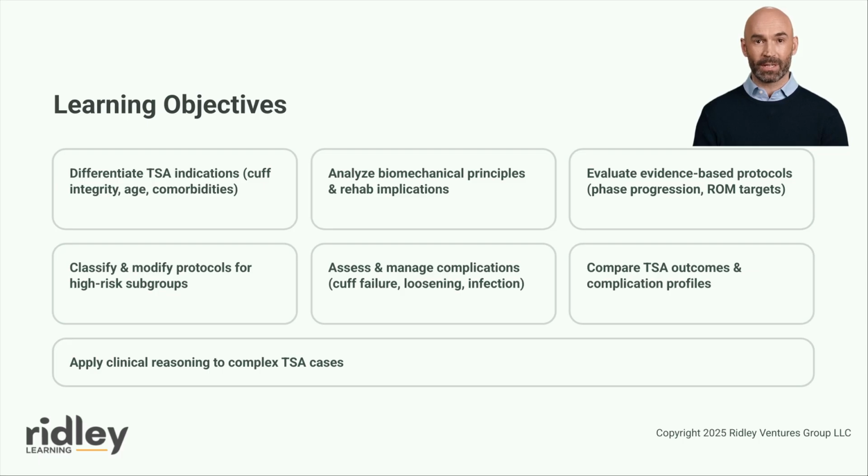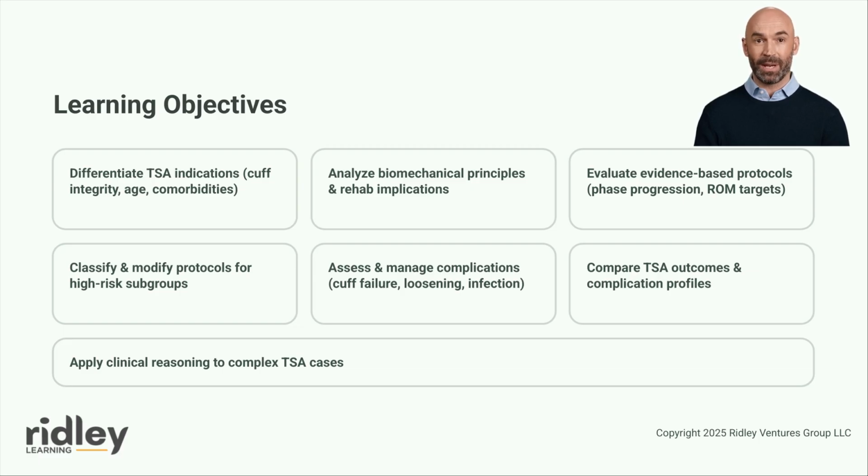You'll examine the nuanced decision-making processes that differentiate anatomic from reverse arthroplasty indications, analyze phased rehabilitation protocols with quantitative progression criteria, and develop strategies for managing high-risk populations including patients with diabetes, prior shoulder surgery, rotator cuff pathology, and multiple comorbidities. By the end of this course, you'll be able to differentiate between anatomic and reverse total shoulder arthroplasty indications based on patient-specific factors including rotator cuff integrity, glenoid morphology, age, functional demands, and comorbidity profiles.